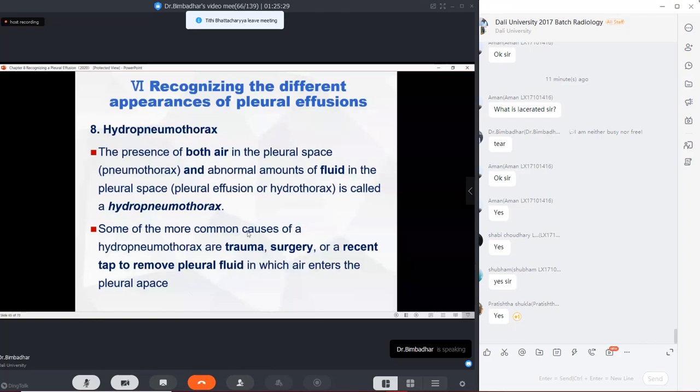If both air and fluid are present together, you call this condition a hydropneumothorax. Okay, it will be asked as a fill in the blanks. If air and fluid are present inside the pleural space, what do we call this condition? We call this condition hydropneumothorax. Okay, so when does this actually happen?